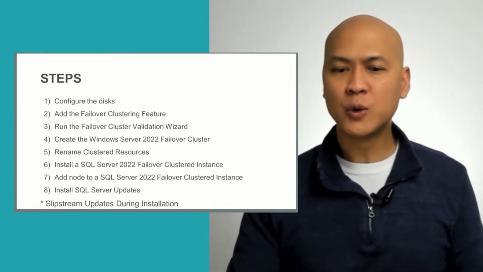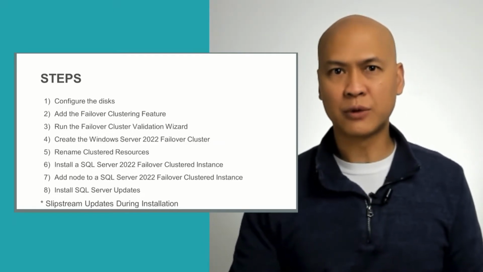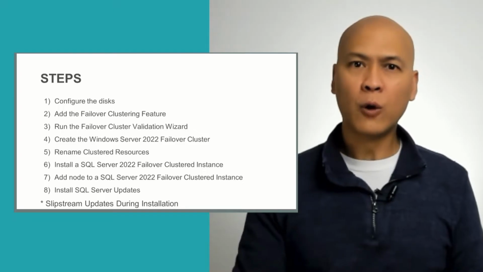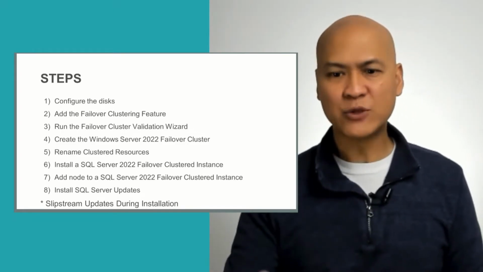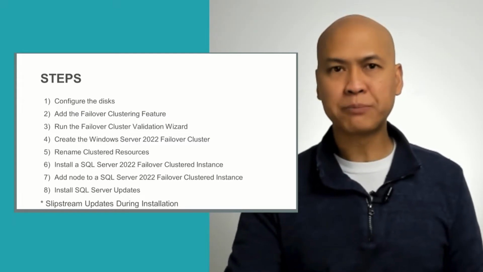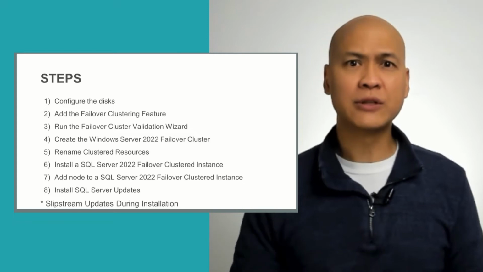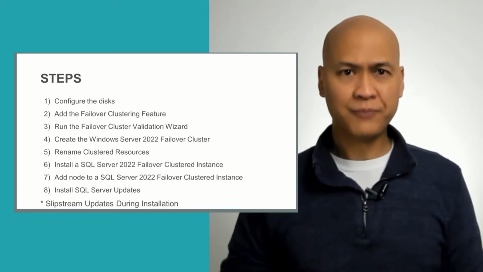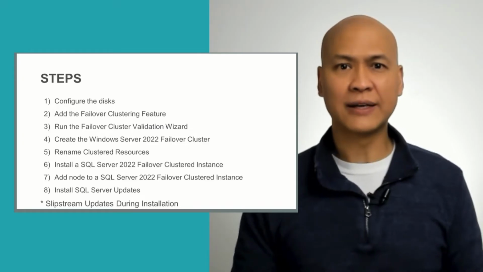And then part 2 will be steps 6 and 7, where you install and configure a SQL Server failover clustered instance on an already existing Windows Server failover cluster. And then part 3 will be to install your SQL Server updates. And I'm also going to be including how you can slipstream the process of including the updates, cumulative updates, as part of the installation process, right?